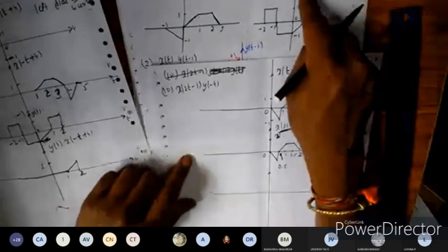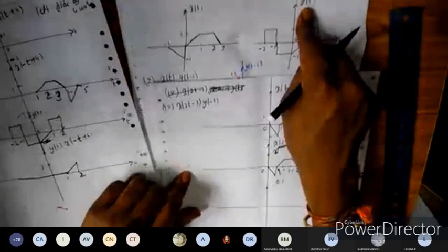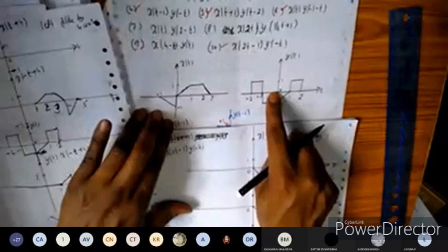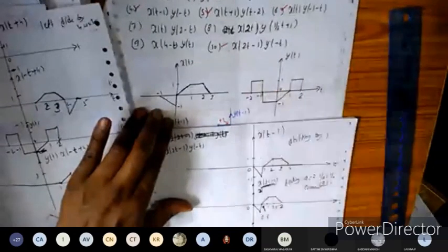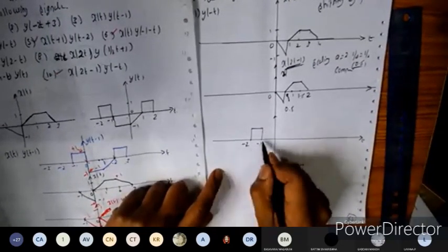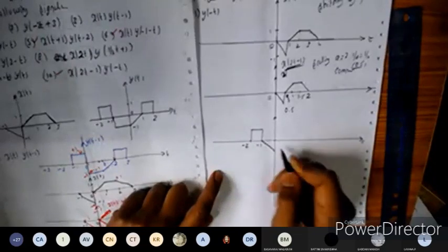So y of t, we need to take y of minus t here. So this is the y of t. We need to take y of minus t, which means we need to take the reflection here. So the reflected signal will become like this. It will go to the negative side. So it will become minus 2 to minus 1. So from minus 1 to 0, the waveform will be like this.